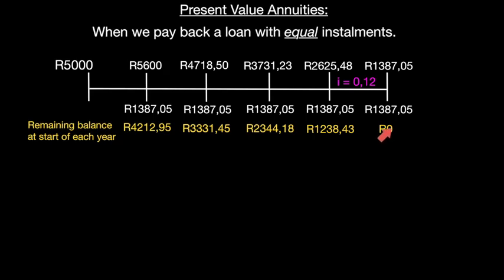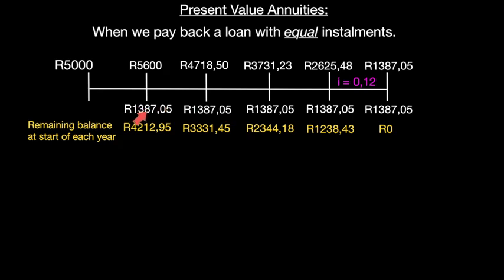Now, what we want to calculate is how to calculate the purchase price or the present value of any annuity. And remember, an annuity is something that we pay off with equal payments, right? So we want to know how to calculate this purchase price or the present value. And we also want to know how to calculate what the equal payment will be. Now, let me just quickly show you this.